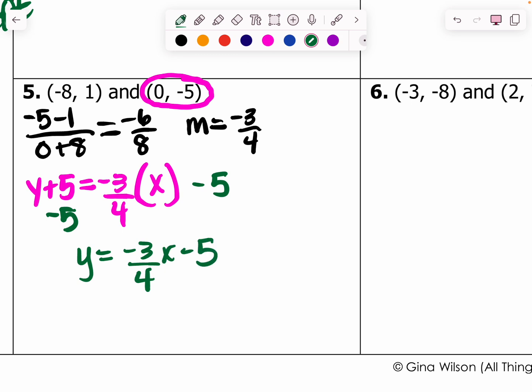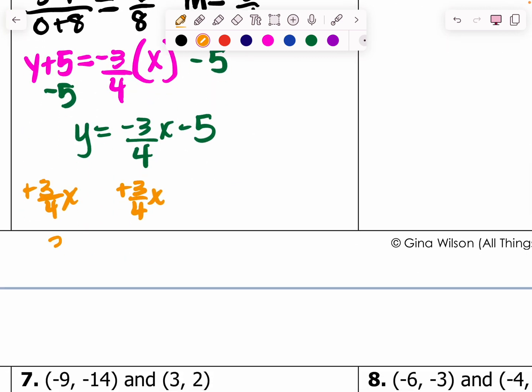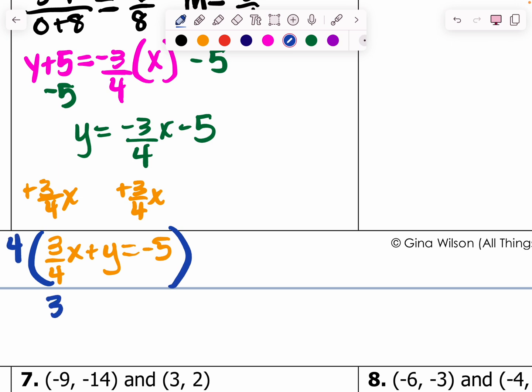But we're not going to stop there. Now I want you to also put it into standard form. So what's our first step? Plus 3 over 4 x. Oh my gosh, wait, standard form's the hardest for me. So 3 over 4 x plus y equals negative 5. Now what do I do? Times 4, not negative 4, just times 4 because there's no negative on the x. So now I get 3x plus 4y equals negative 20.